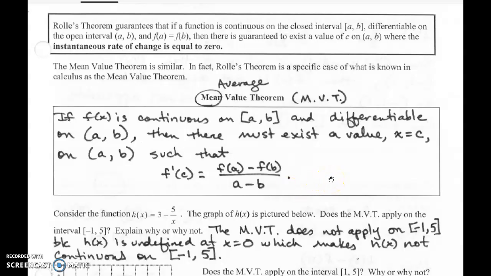So pause the video if you still need this. And I might even skip this first problem because the answer key is right here as well. Make sure that the function is continuous. And if it's undefined somewhere in that interval, then you can't do the mean value theorem. All right, so that'll save me a little bit of time as I go back to my notes.